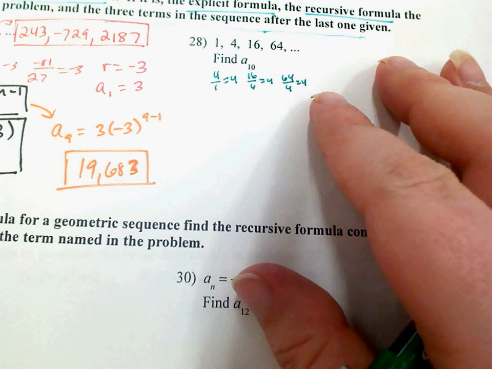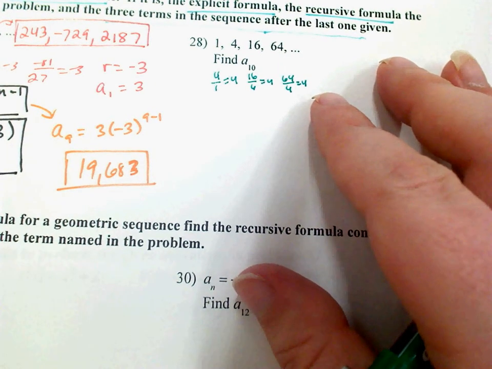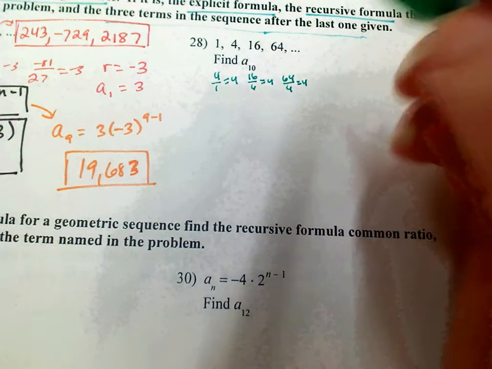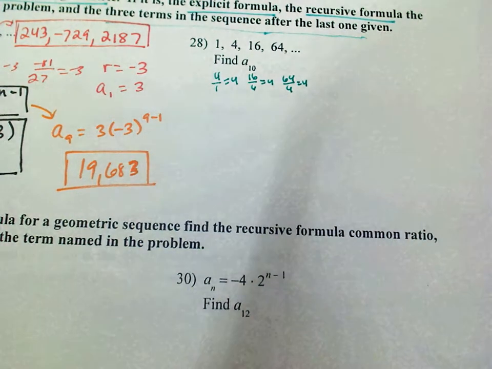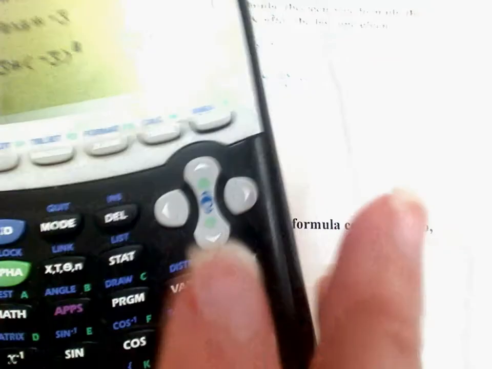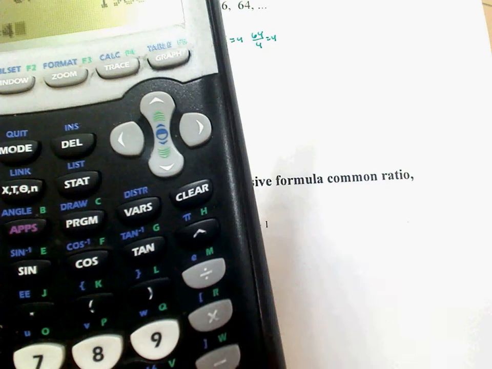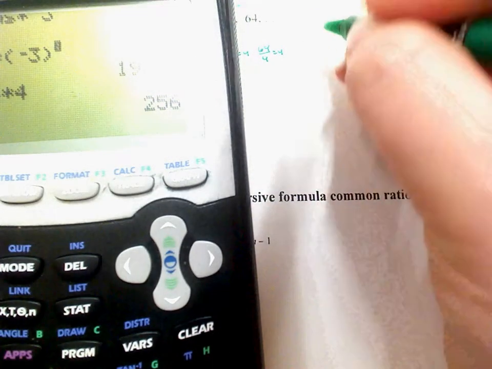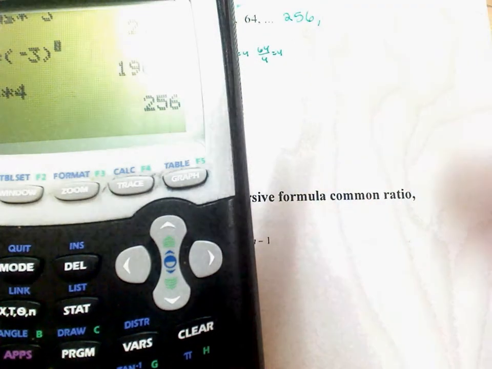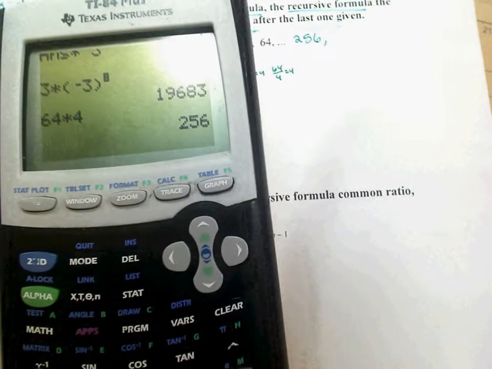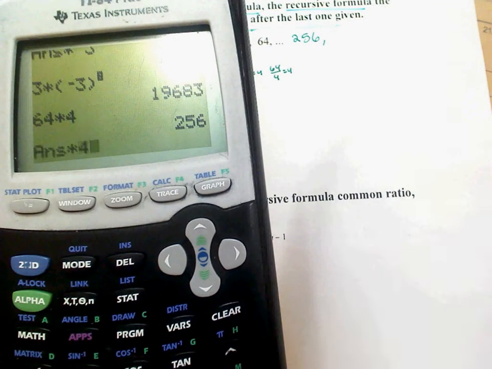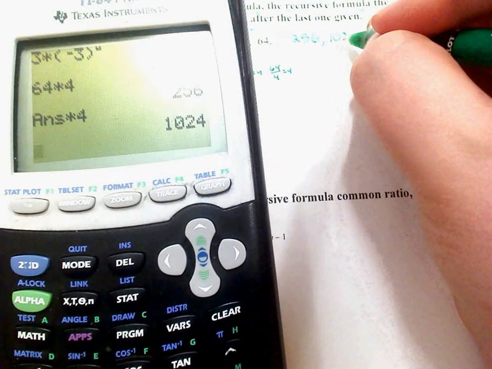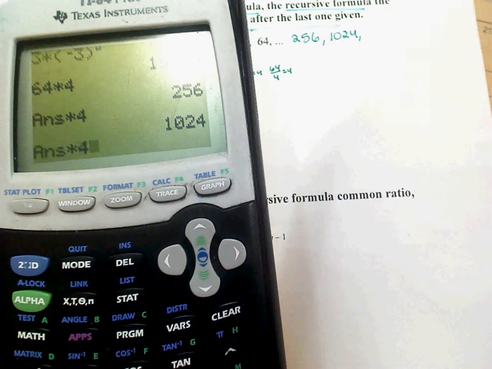Okay, so the next 3 terms I'm going to multiply by 4. 64 times 4, and I get 256. Times 4, and I get 1,024, times 4, and I get 4,096. So those are the next 3 terms.